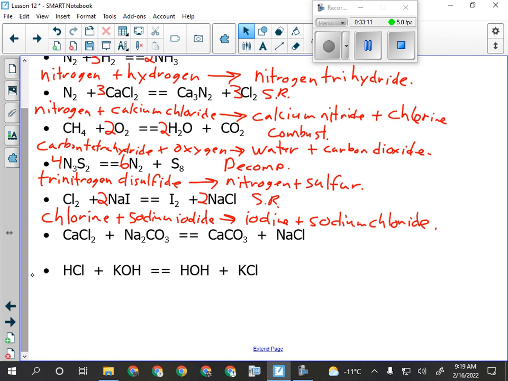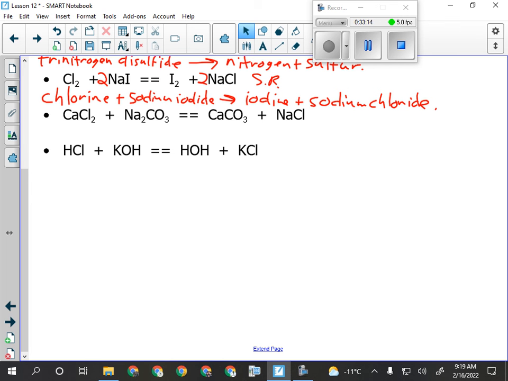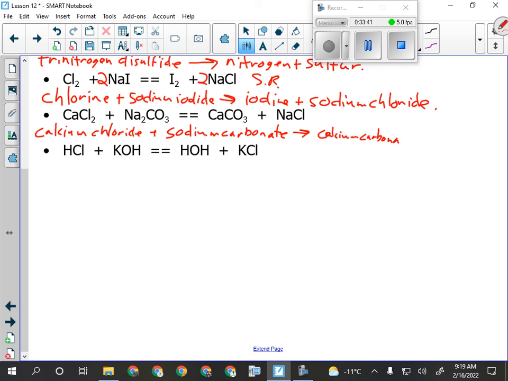So for our second to last one here, we've got calcium chloride. So if we're writing it out in words, we might as well do that right now. Calcium chloride, which is an ionic compound, reacting with sodium carbonate, which is also an ionic compound. What kind of reaction starts with 2 ionic compounds? Double replacement. All right, and that's going to form calcium carbonate and sodium chloride. Okay, and we said that's a double replacement reaction.